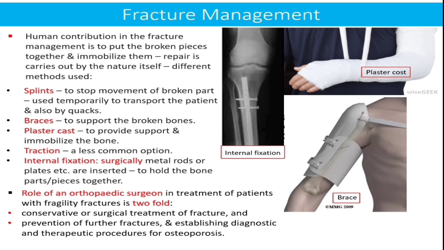The role of an orthopedic surgeon in the treatment of patients with fragility fractures is twofold. Number one, he is responsible for the conservative or surgical treatment of the fractures. Number two, he is also responsible for the prevention of further fractures and establishing diagnostic and therapeutic procedures for prevention of osteoporosis.